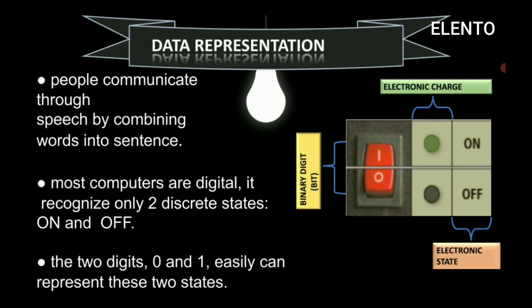Data representation. People communicate through speech by combining words into sentences. Kung ang tawag sa human speech ay analog, sa computer naman, it is called digital. Data representation refers to the form in which data is stored, processed, and transmitted. Most computers are digital. It recognizes only two discrete states, which are on and off. The two digits 0 and 1 can easily represent these two states. For example, dito sa picture, the electronic state off represents the digit 0, while the electronic state on represents the digit 1.